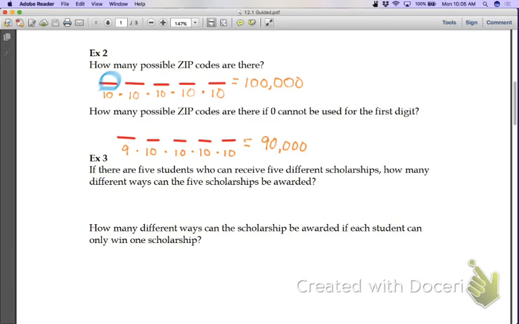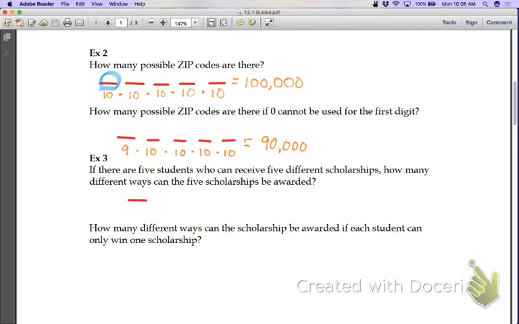Example 3 says if there are 5 students who can receive 5 different scholarships, how many different ways can the 5 scholarships be awarded? So on one like this, it gives you a certain stipulation. It says there are 5 students who can receive 5 different scholarships. How many different ways can the 5 scholarships be awarded? It doesn't give you any sort of specifics like it does in the next question.